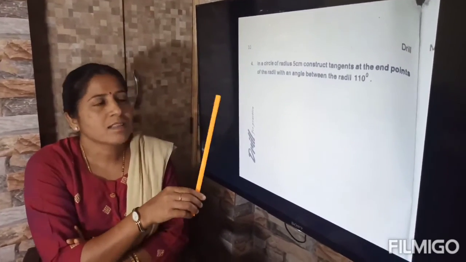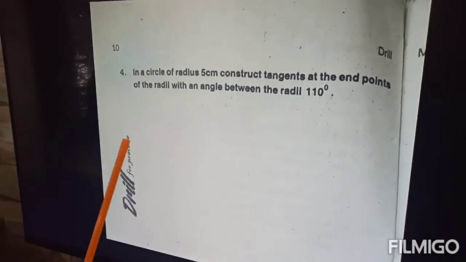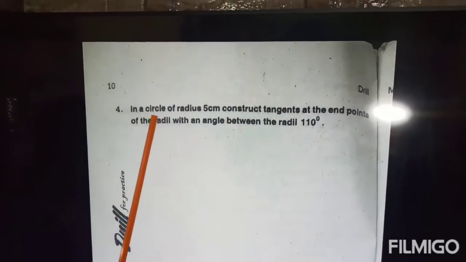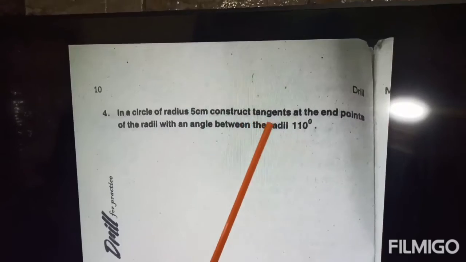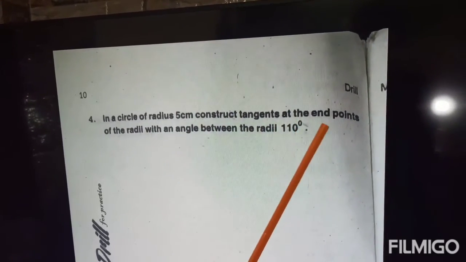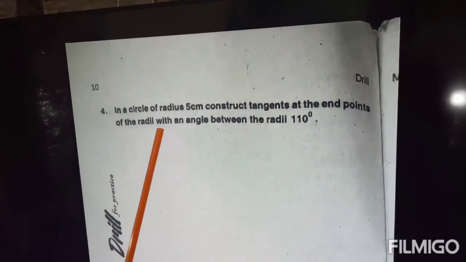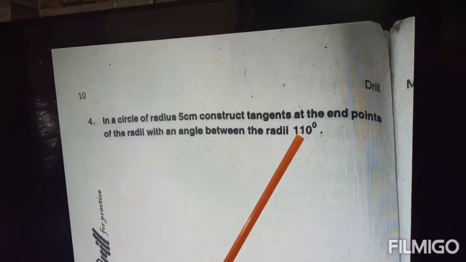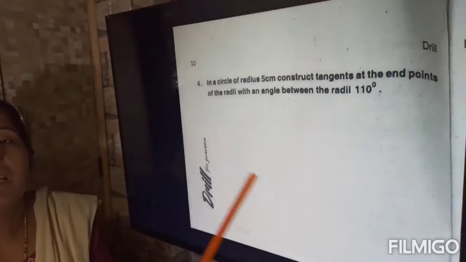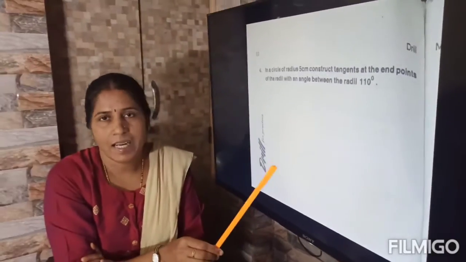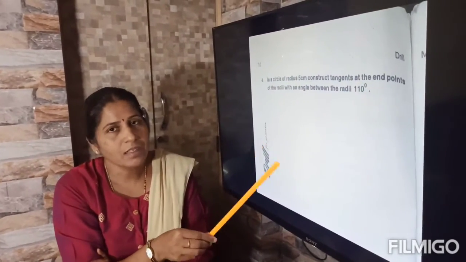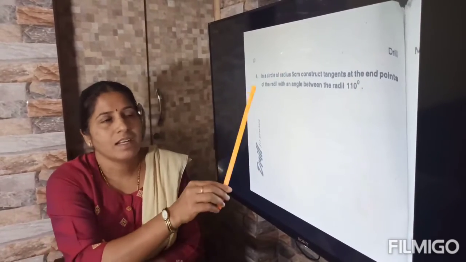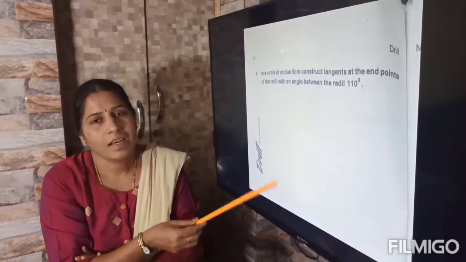Yourself practice some more constructions. I gave here a construction for the drill. In a circle of radius 5 cm, construct tangents at the end points of the radii with an angle between the radii of 110 degrees. This is also a directly given angle between radii. Okay, directly you can do, no need of subtraction from 180 degrees. Read and understand the question.